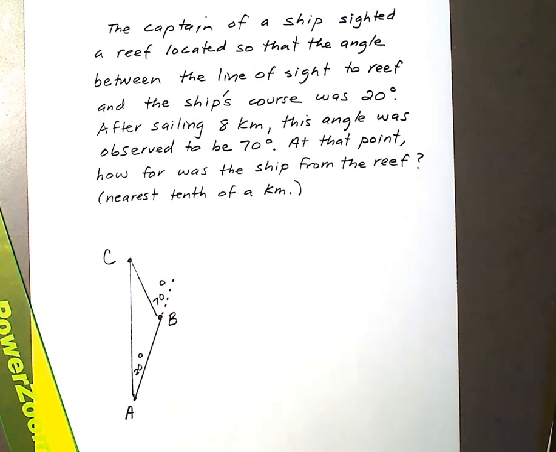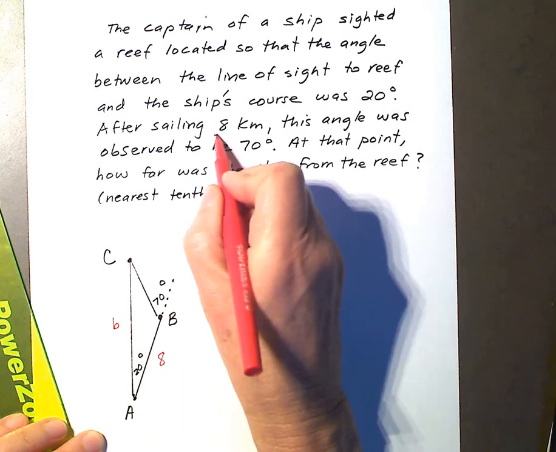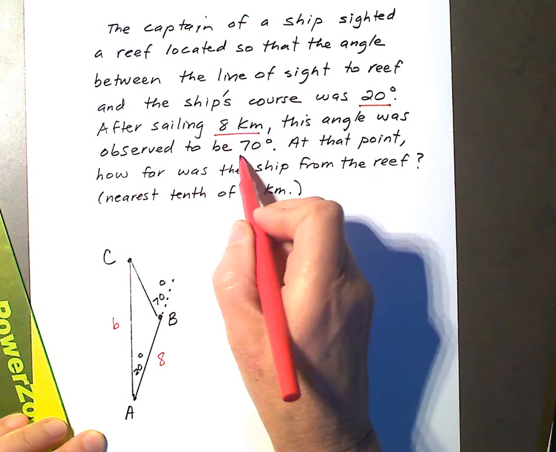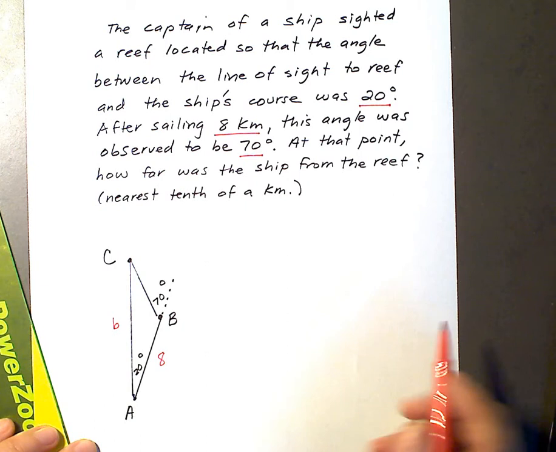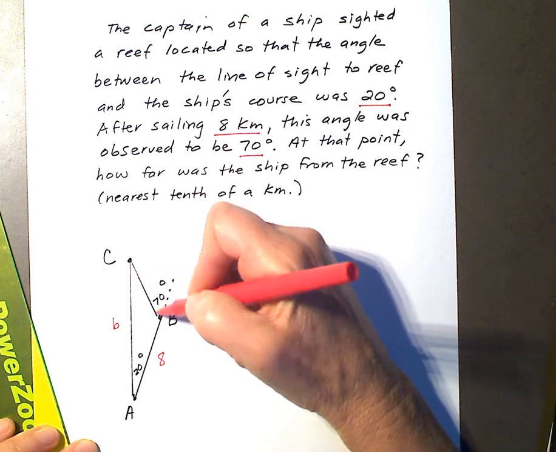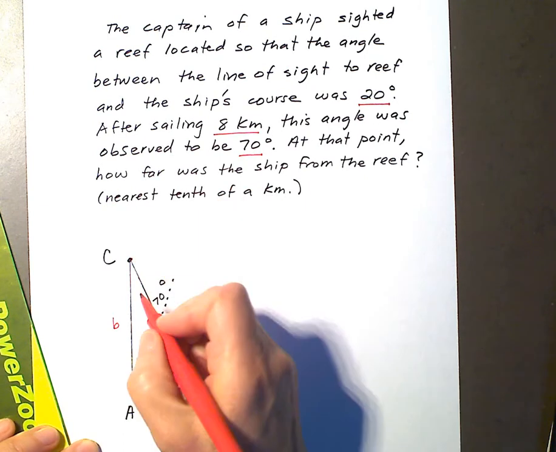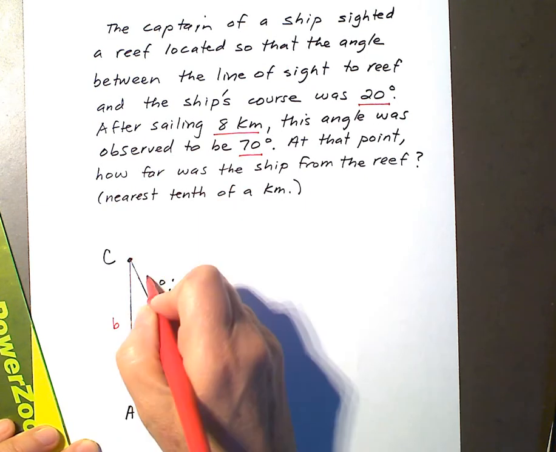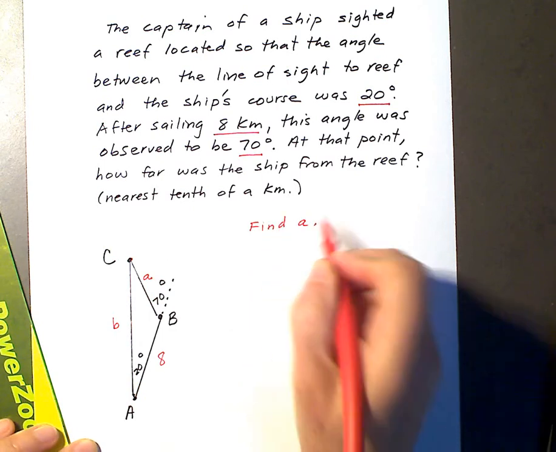So let's call this now, this is side little b. I don't think that's involved in this problem. This is 8 right here. He sailed another 8 kilometers. That's right here. And we've accounted for the 20 degrees and the 70 degrees. And what we want to know is how far was the ship from the reef. So this is what we want to find, is this distance when he looks and there's a 70-degree angle. So this distance, I'm just going to call its opposite angle A. I'll call that side A. So what we're really trying to do in this is to find the length of side A.